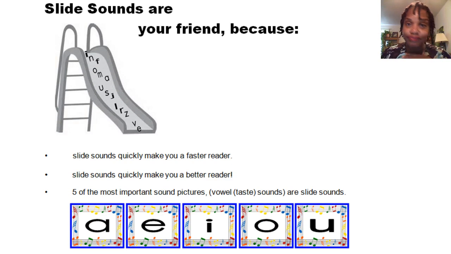All right, so slide sounds. Let's talk about slide sounds one more time. Slide sounds are your friend because slide sounds quickly make you a faster reader. Good job, right? Slide sounds quickly make you a better reader, right? And also, five of the most important sound pictures, the vowel sounds or taste sounds, right, are slide sounds. Eh, eh, eh, ah. All right, good job.